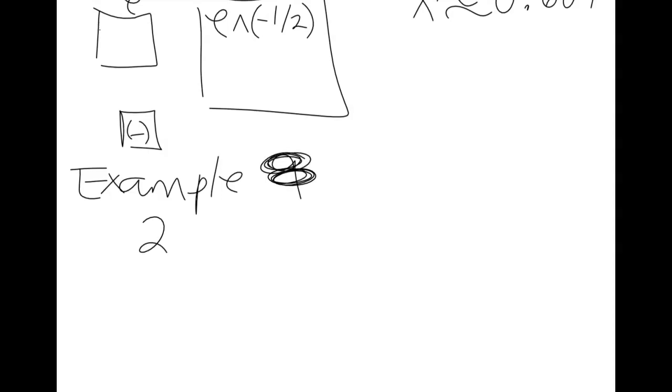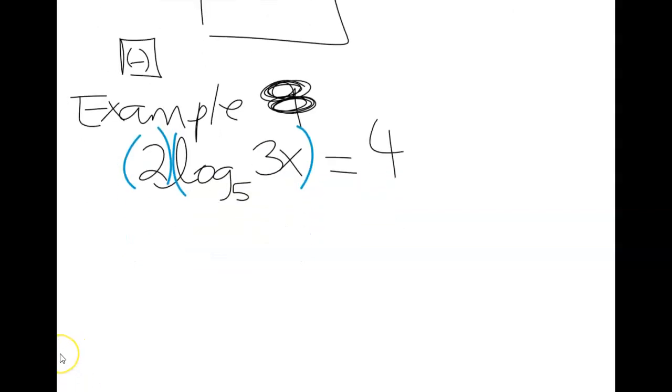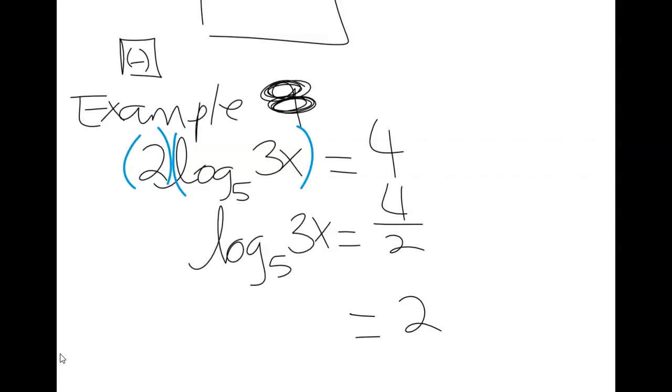So for example 8, the equation will be 2 log base 5 of 3x is equal to 4. So what can we do here? First thing, take that 2 across, it is multiplying the logarithmic expression. So if we take that across, it's going to be dividing. So we will have log of 3x base 5 is equal to 4 divided by 2. You'll know that's equal to 2.